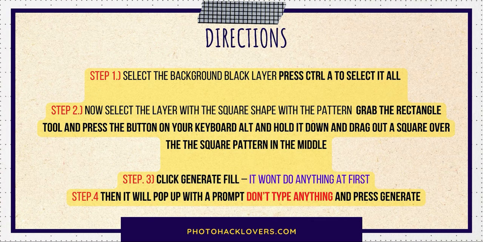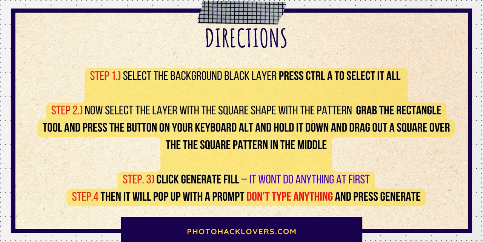Now, select the layer with the square shape that you have your pattern on. Then grab the rectangle tool and press the Alt key on your keyboard, and make sure that you hold it down while you're dragging over the square. It does not need to be perfect. Make sure that you leave just a little bit off the edge. Now, you should have marching ants on both the square and the one in the background.